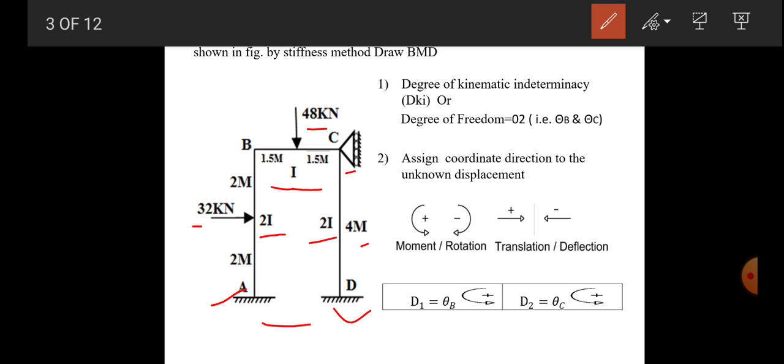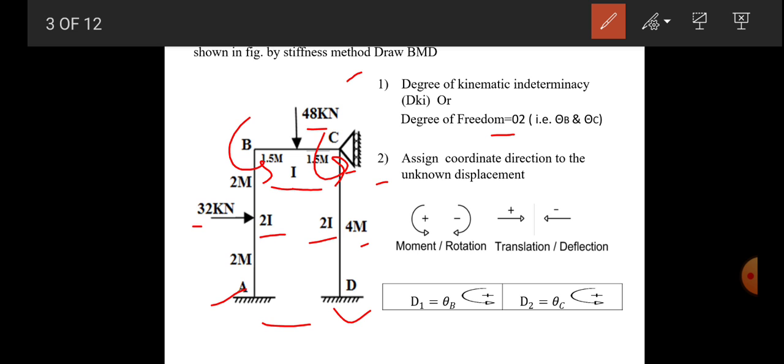So first step in the solution, first find out degree of kinematic indeterminacy, DKI, or degree of freedom. Now there will be rotation at B and at C. So 2 degrees of freedom will be there, theta B and theta C. No translation, so delta will not be there and it becomes a non-sway frame.